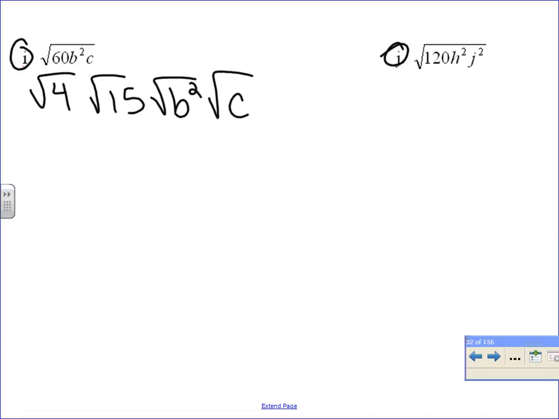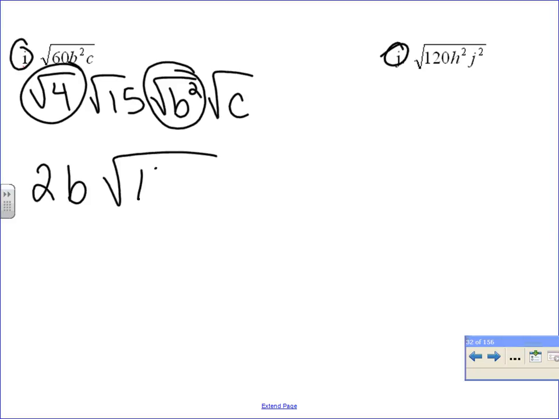No, you can, just like we did square root of 25x squared, just like we did square root of 49y cubed. Say that again. We're not done. Square root of 4 is 2. Square root of b squared is b. And then 15 and c are not perfect, so they just get dropped down.